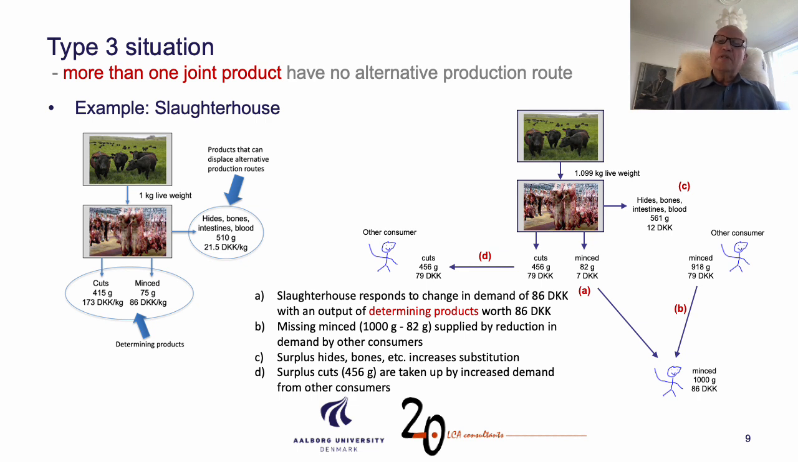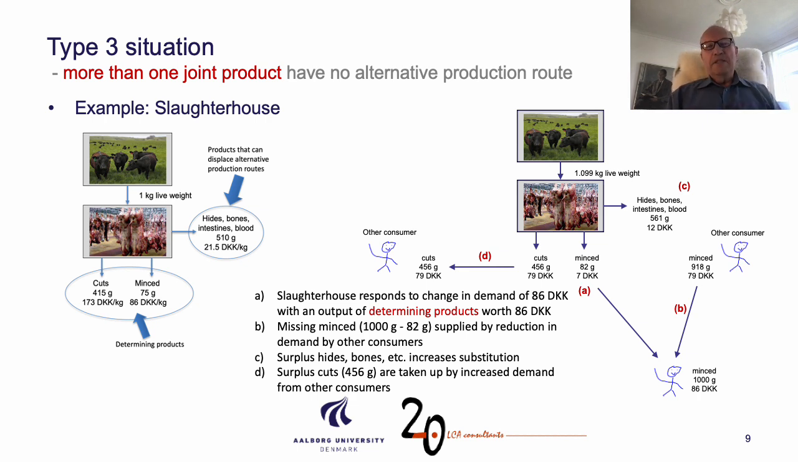Now, of course, you can question, will this happen in practice? Will it be the same consumers that give up minced meat and buy cuts instead because of the price difference? It could also be different consumers. And in fact, some people would question whether there are situations where minced meat from beef can be substituted by minced meat from, for example, pork, so that we don't have a situation of more than one joint product, and we could go back and use the other procedures.